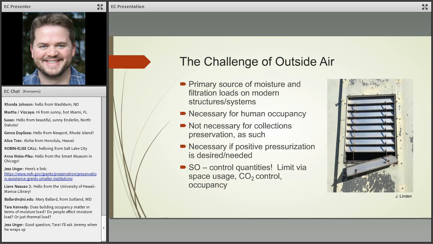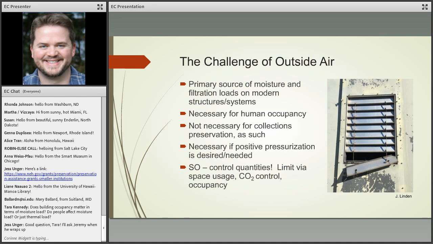So the intent for outside air in a building is oftentimes quite specific, and designs will call for a certain percentage of outside air to be brought in regularly. But what we recognize is that for a lot of our collections preservation environments, especially storage environments, that occupancy, the reason that we need the outside air, which is primarily human, sometimes isn't even there. It can be extremely limited.